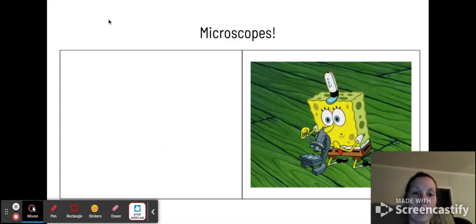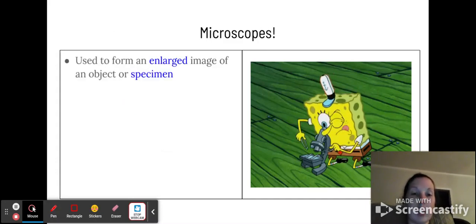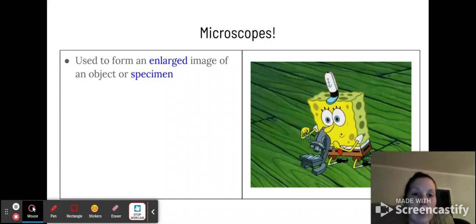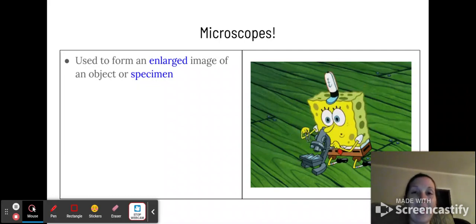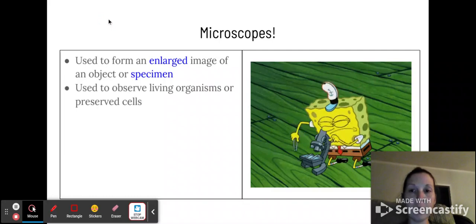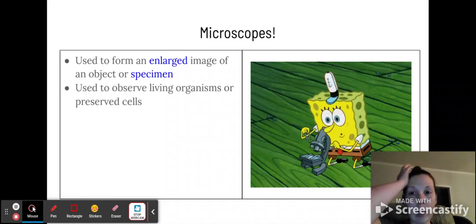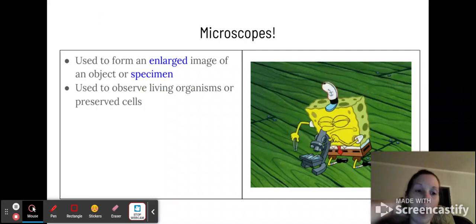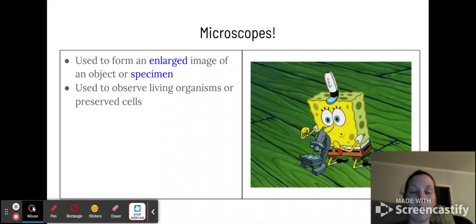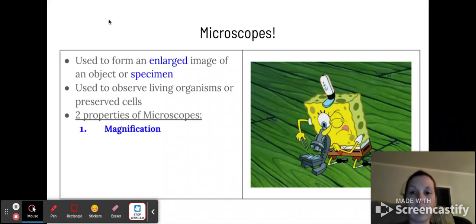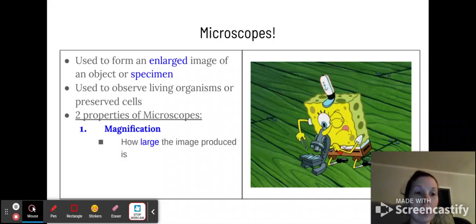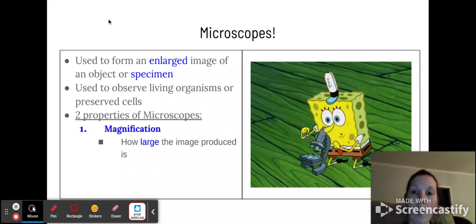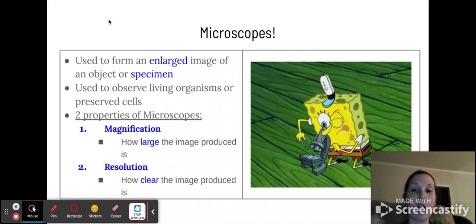So first let's get into microscopes themselves. These are machines used to form an enlarged image of an object or specimen because there are certain things that we just cannot see with the human eye. So we have to have some sort of magnification to make that possible. These are also used to observe living organisms or preserved cells. So when we do a lab, we're going to look at mostly preserved cells, but we could look at some living organisms as well. There are two basic properties of microscopes to know, and that is magnification, which is how large an image is that you produce with the microscope, or resolution, which is how clear the image is.